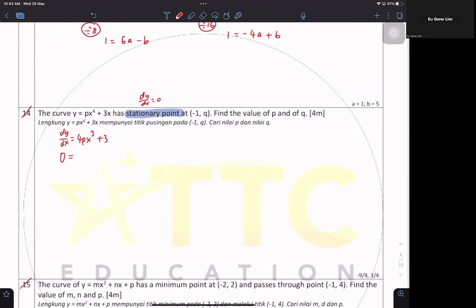At the same time, what is the x? Oh, the x is -1. Then you will be able to find p. -1 power 3 is -1. -1 times 4 is -4. Okay. So from here, you will be able to find the p.